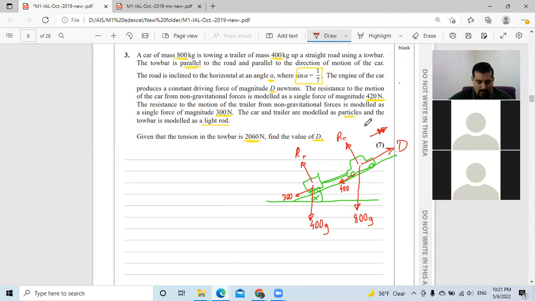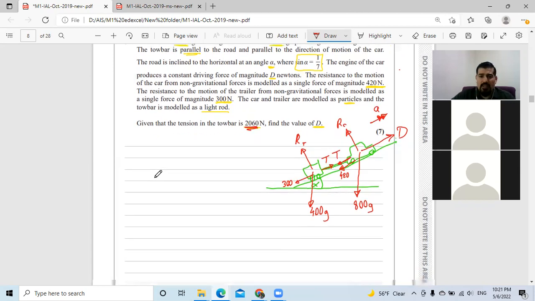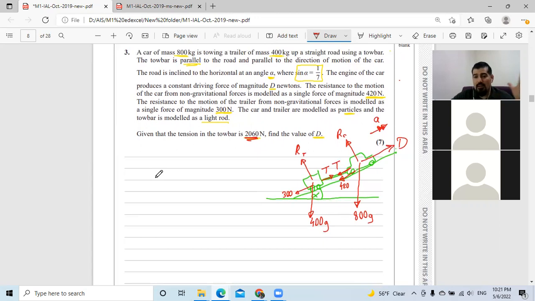Now, what do they ask here? Since we have acceleration going upwards, they give us the tension. That means the tension on the car is backwards, T, which is a known value 2060, and the tension on the trailer is forwards, upward, with a value of T. Now, we have two different ways to answer this question. We can take it as a whole system, or we can take each part by itself.